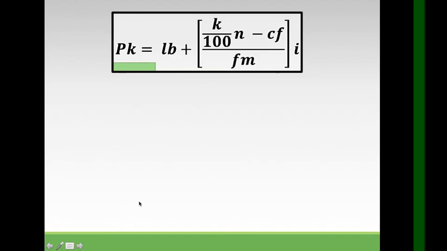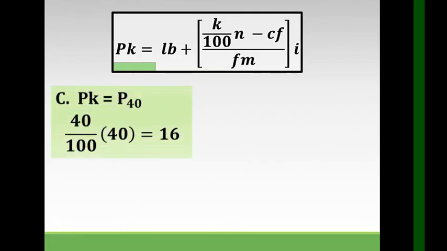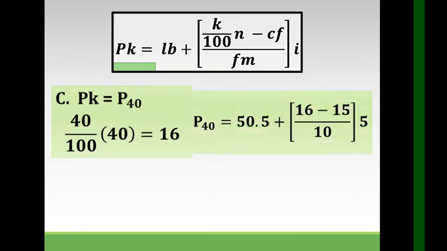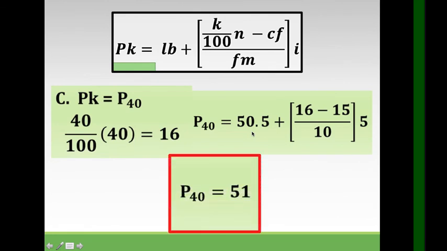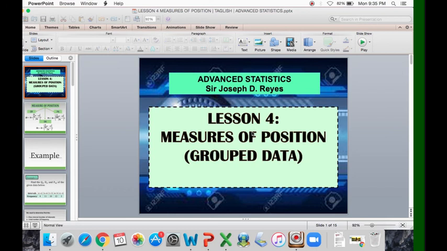Now we can write the formula and the number that we solved a while ago as a basis for our cumulative frequency. And now, this will be our given that we identified a while ago. So we have 50.5 plus 16 minus 15 over 10 times 100. So let's start. 16 minus 15 is 1, divide 10 times 5, click equals, plus 50.5, click equals, and the answer is 51. So that's all about our lesson 4, measures of position.